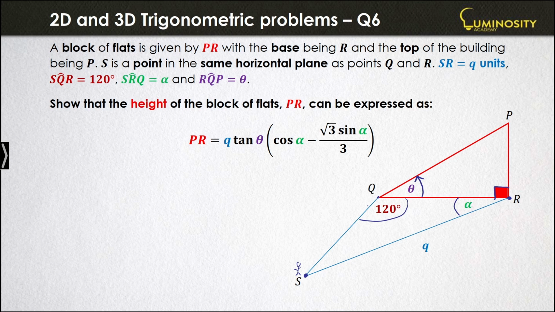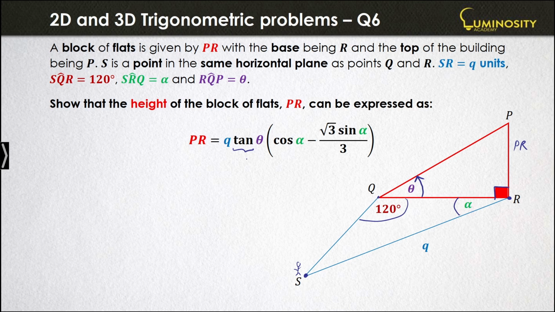So now we want to show that the height of the block, this length PR, can be expressed as this long trigonometric expression. There's sine, cos, and tan here, so it's quite involved. If I look carefully at the components of this expression, it gives me a clue of how I should approach this problem.